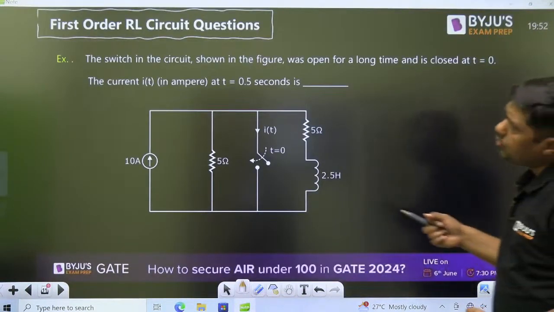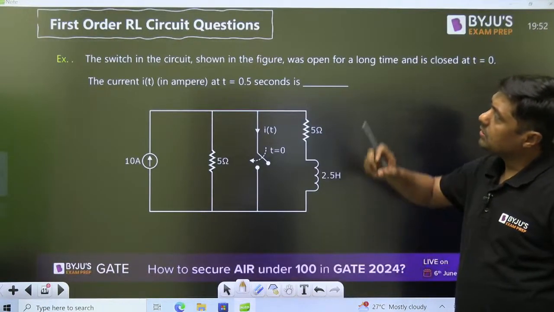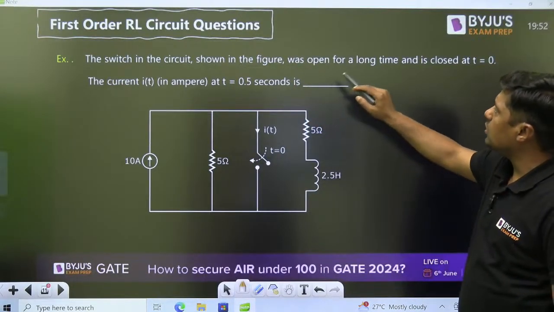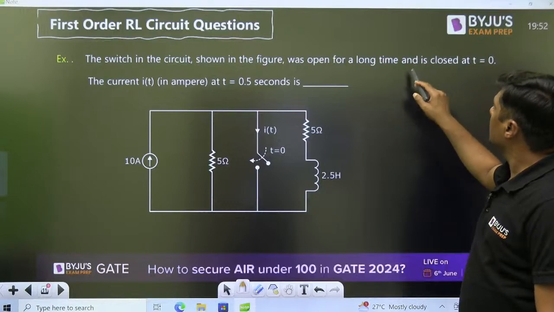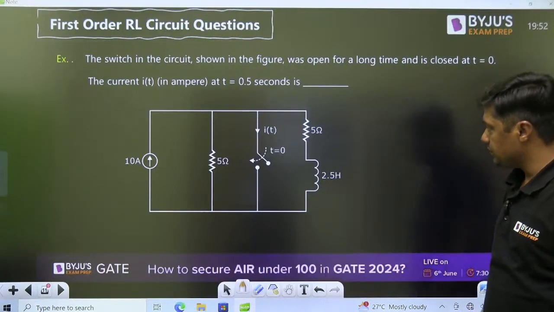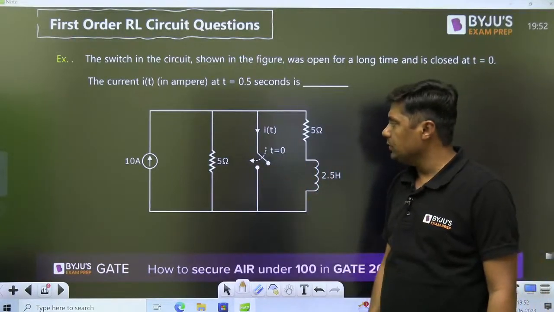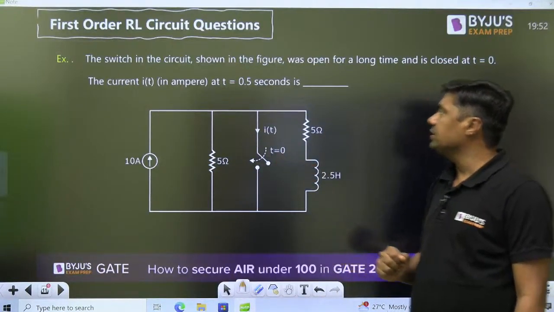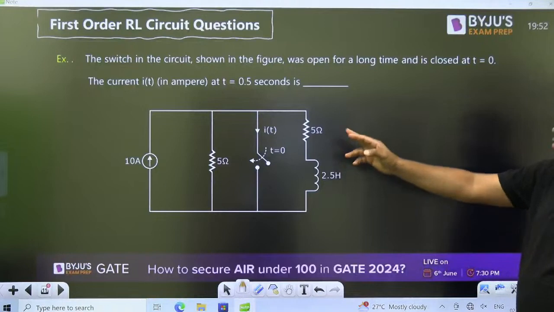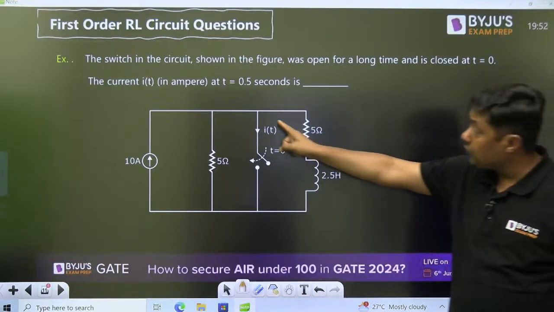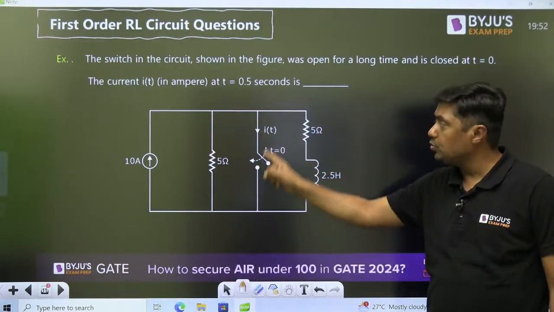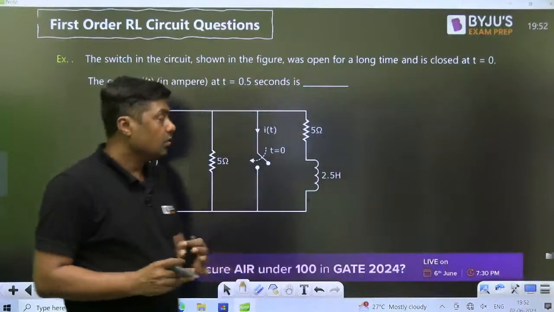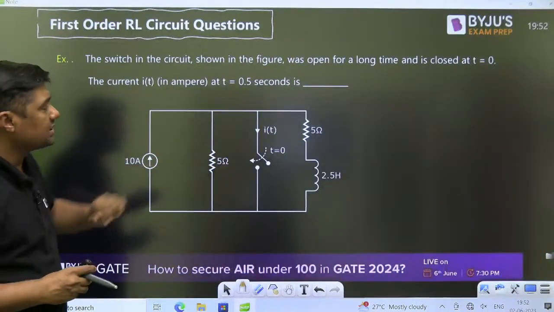Now this type of question in competitive exams, that was the question from standard textbook. The switch in the circuit shown in the figure was open for long time and is closed at t equal to 0. This is the 10 ampere, this is the 5 ampere, and exactly at t equal to 0 it will close. Current IT, you have to find this current. That is the current through the inductor. Current through the short circuit path. What is the current through the short circuit path here?